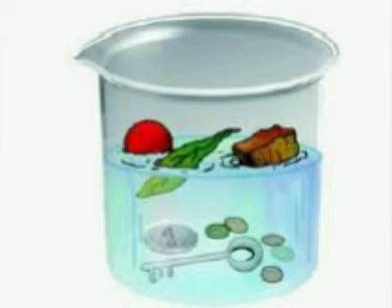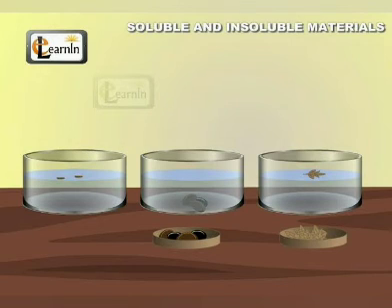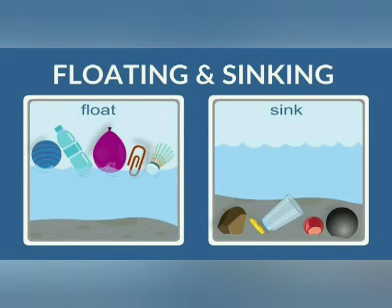Now those objects which are insoluble, they may either go down or float on water. If they go down, that is sinking in water, or they will float on water. It completely depends on the density, or you can say the weight per unit volume of the particular object. So either it will sink or it will float on the water. Objects like stones, iron balls completely move down, whereas cork, dry leaves, they will completely float on water.